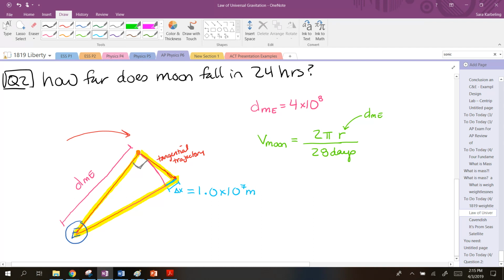Wait, so hold on, I got the hypotenuse. What do you do when you get the hypotenuse? Subtract the hypotenuse from DME, because this distance here to here is DME, and then this is how much it's falling. Yep. Tomorrow we will finish. Be well, my friends.